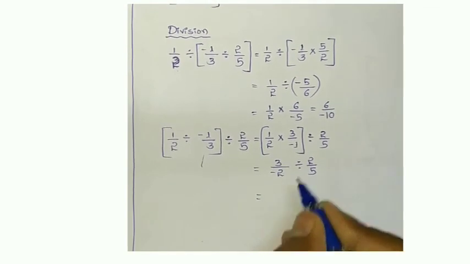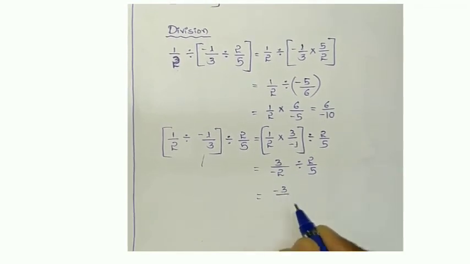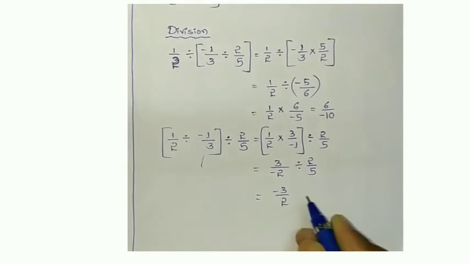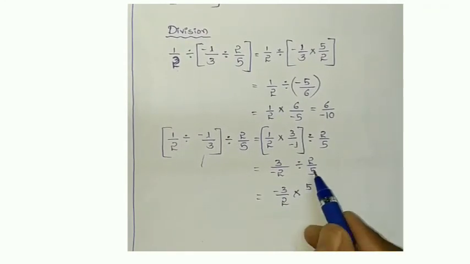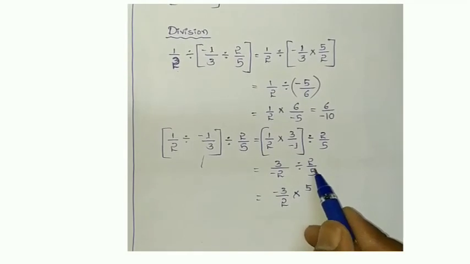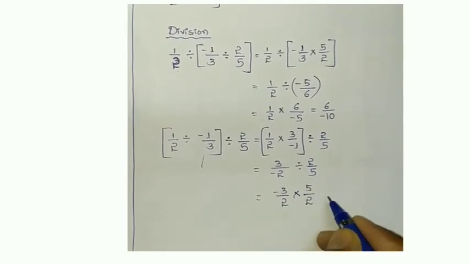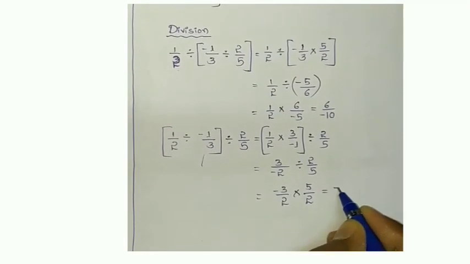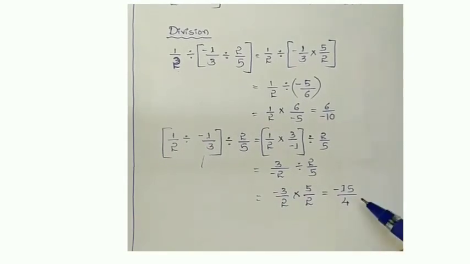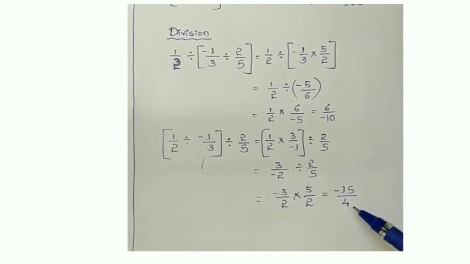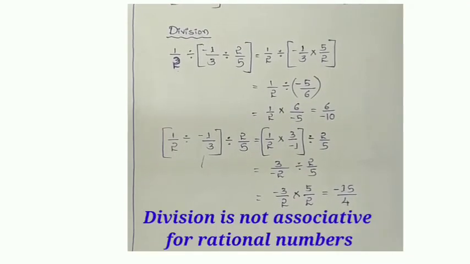So here, interchanging the second term, minus 3 by 2. You can take the minus for the numerator also. Divided by, that division will change into multiplication. So taking the reciprocal of the second term, that is 2 by 5, we get 5 by 2. So here minus 3 into 5 is minus 15, 2 2s are 4. So earlier we got 6 by minus 10, but now we are getting minus 15 by 4. That's why division is not associative for rational numbers.